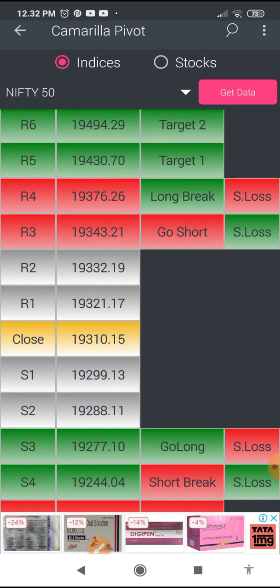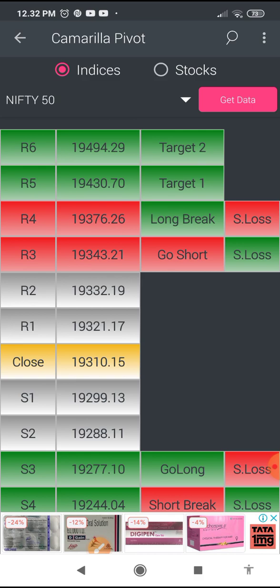Suppose on Monday the 21st August, that is the next working day, Nifty opens above R4, near about R4 or just above R4. Not necessarily opening, during the course of the day, if it goes above R4, that is if it goes above 19376.26, then you can go long. That is, there should be a bullish candle. You can use a 5-minute chart or a 3-minute chart or a 10-minute chart, whatever chart you are using, and you should get a bullish candle.